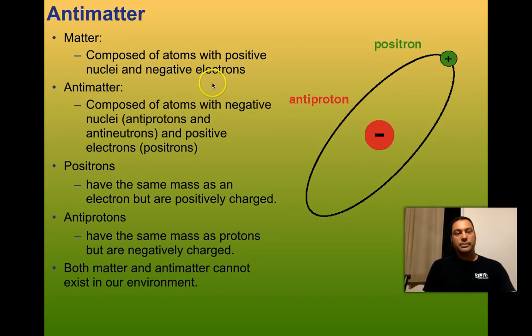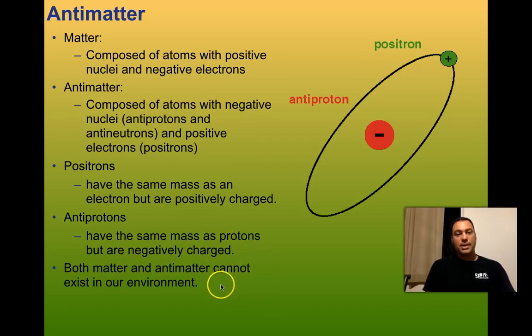What is antimatter then? Antimatter is composed of atoms with negative nuclei, which are made up of antiprotons and antineutrons, and positive electrons, and these are called positrons. Here's an antimatter atom as it would exist, where you have an antiproton in the middle and a positron on the outside. So positrons have the same mass as an electron but are positively charged. And antiprotons have the same mass as protons but are negatively charged.